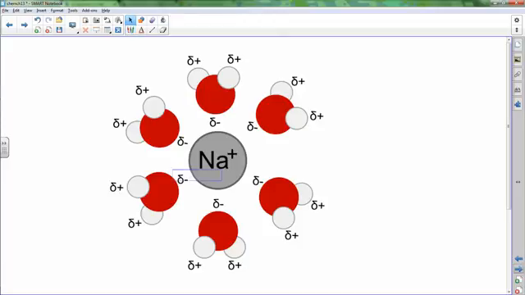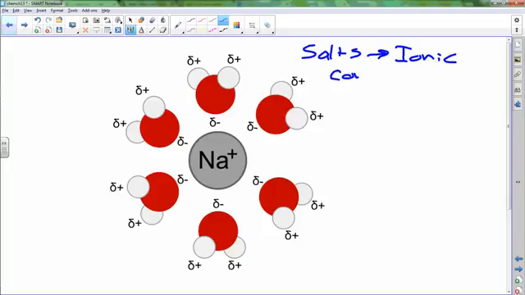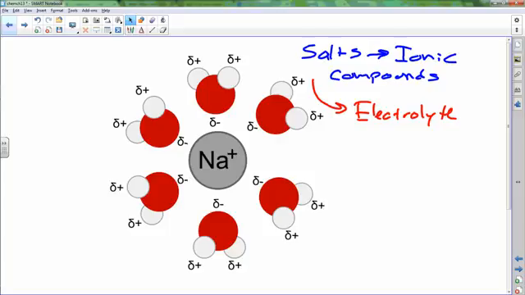Now, the cool thing about ionic compounds, also called salts, is that when a salt dissolves in a fluid, it can form an electrolyte. What we call salt is just a specific type of salt made of sodium and chlorine. Basically, any ionic compound is technically a salt.